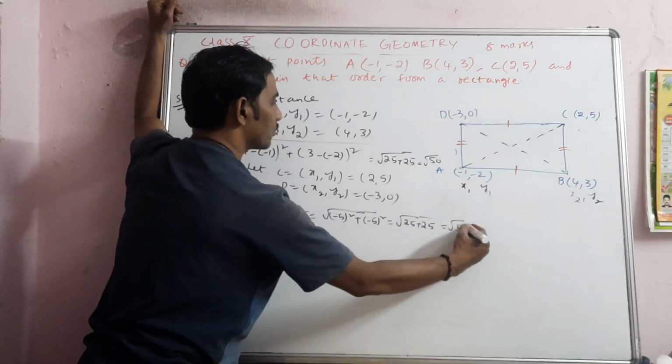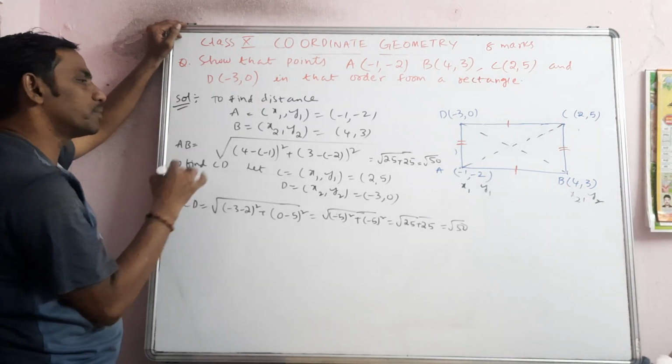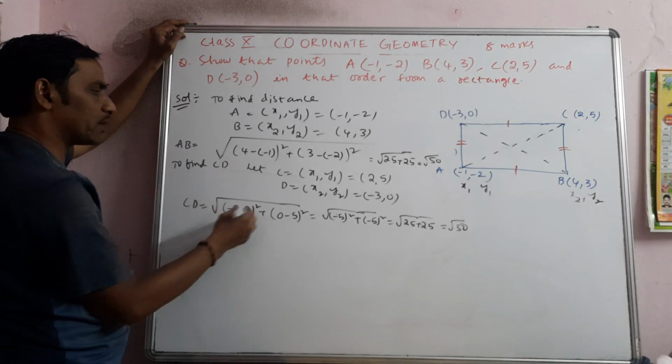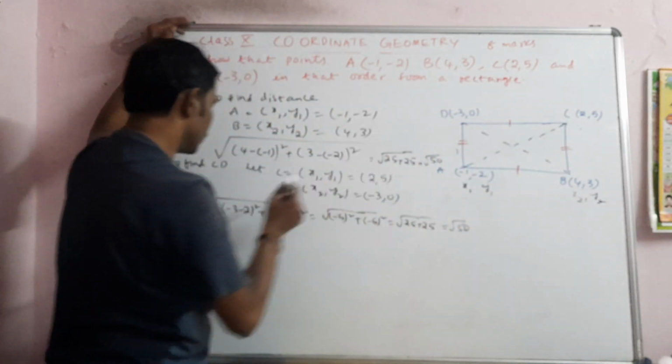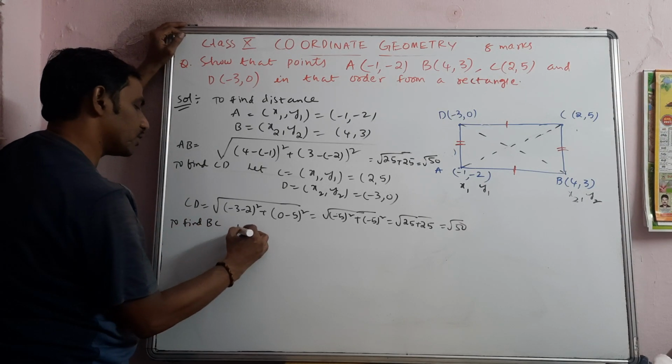So done. See what you are getting: AB and CD we got the same. Now BC is equal to AD, we will prove. No need to mention again. As I said, when you find BC, generally you have to take it like this.